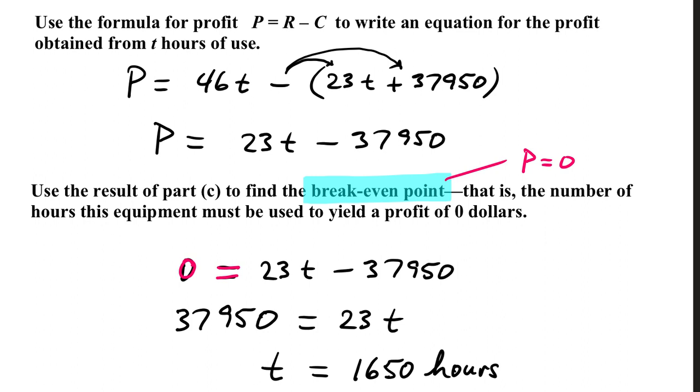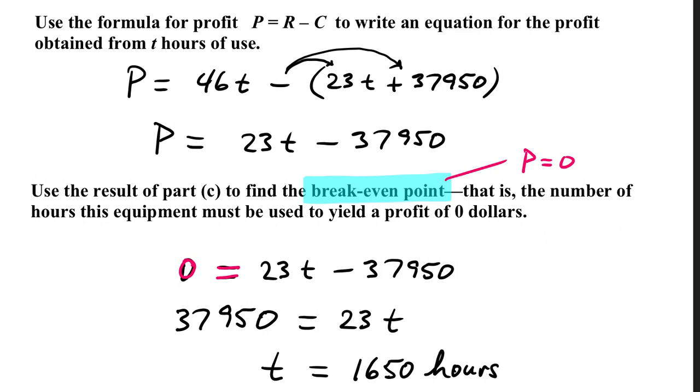Use the result of Part C to find the break-even point, and that's where revenue and cost are equal. If revenue and cost are equal, then profit is 0. So we're going to find the number of hours this equipment must be used to yield a profit of $0.